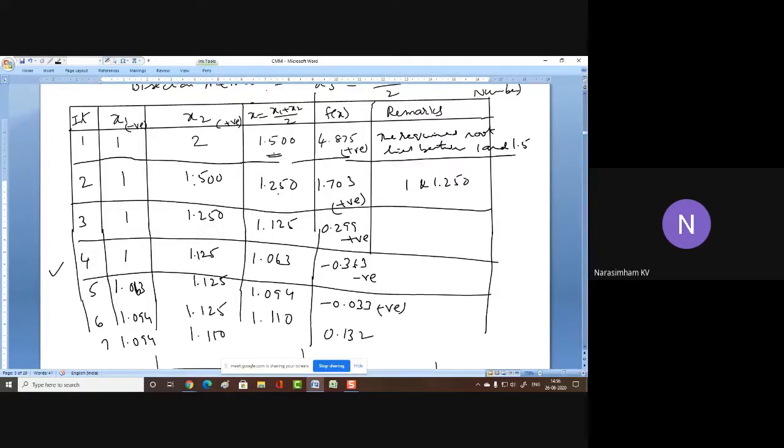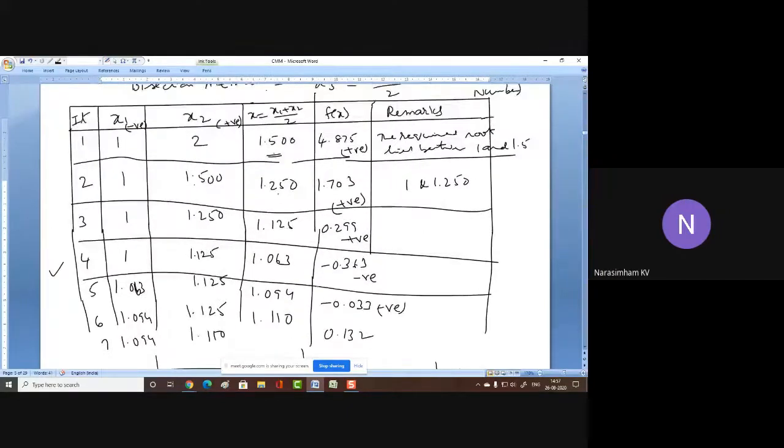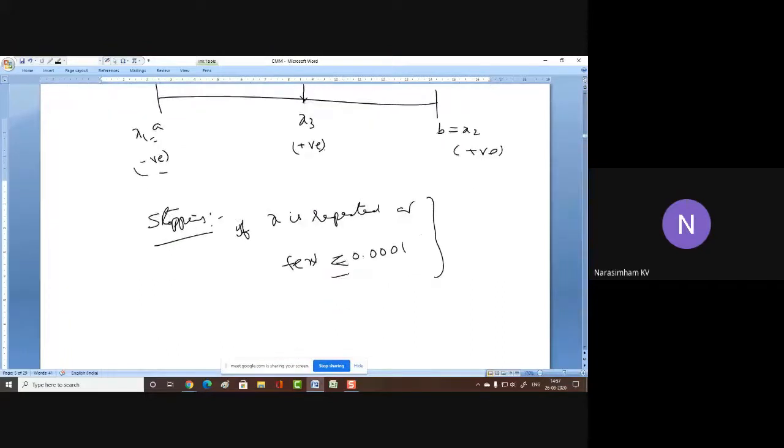But in computer programming, if x is repeated or fx is, now listen, this is called the stopping criteria for programming. If x is repeated or fx is less than or equal to 0.001, then stop the for loop. We will discuss in our programming. So repeat the same procedure until the x value is repeated or fx is less than 0.001, then only you will get the 3 decimal accuracy.